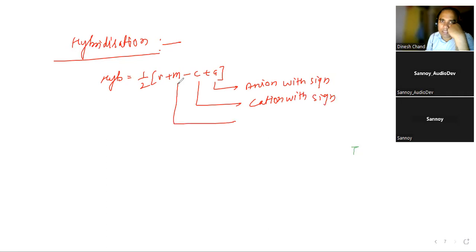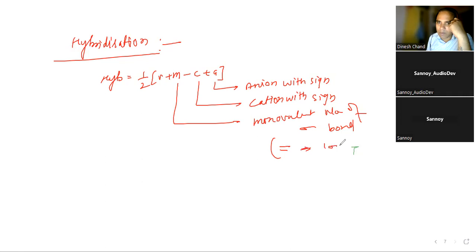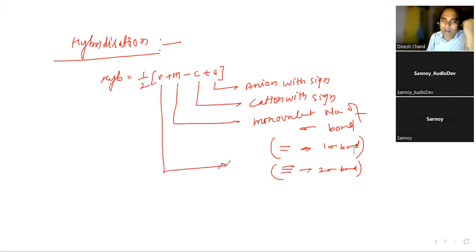Now, this is the monovalent atoms. Monovalent means the number of sigma bonds, not pi bonds. If a double bond is there, we have to consider how many sigma bonds. One sigma bond, and one pi bond. If a triple bond is there, that is two sigma bonds and one pi. So hybridization depends only on sigma bonds. This is the number of valence electrons.